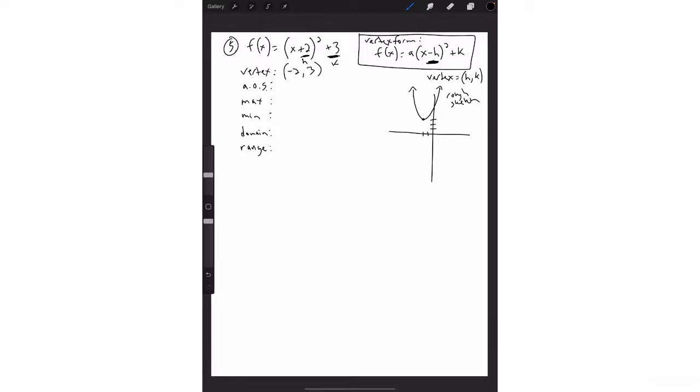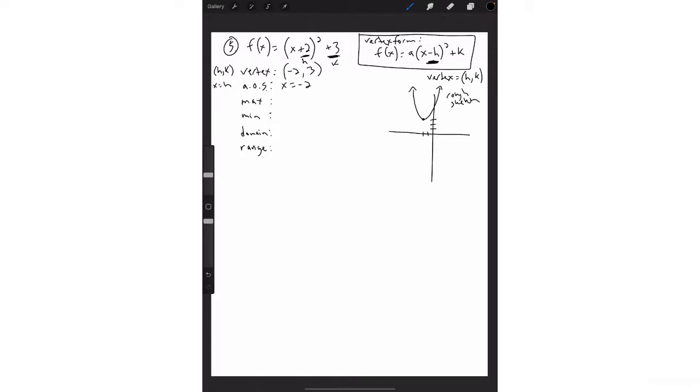Even if I didn't graph it, I could say this, but my axis of symmetry is always going to be, so my vertex was (h, k). My axis of symmetry, you just write x is equal to h, okay? So I can say x is equal to, what's h? Well, we said h was negative 2.